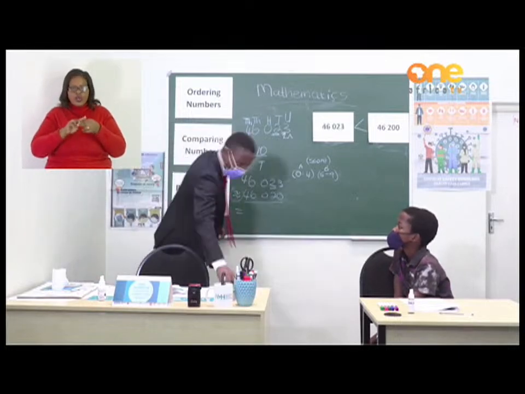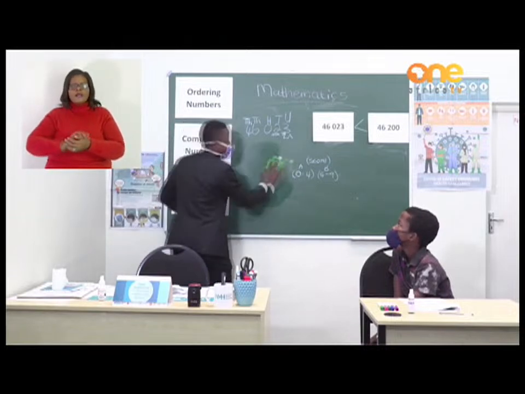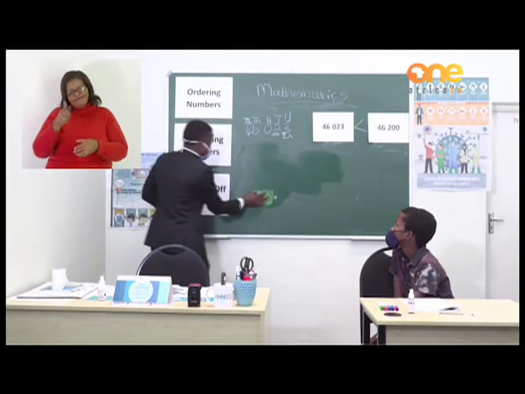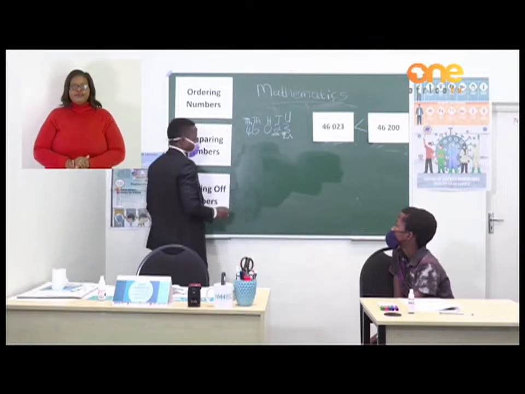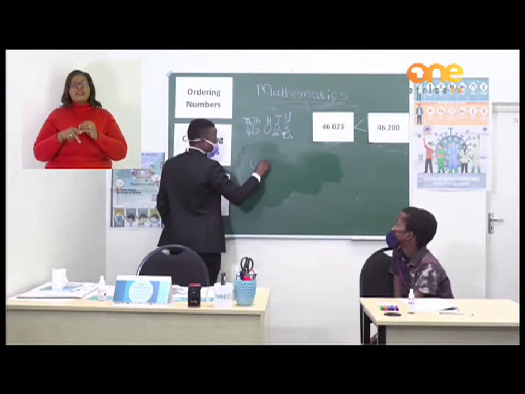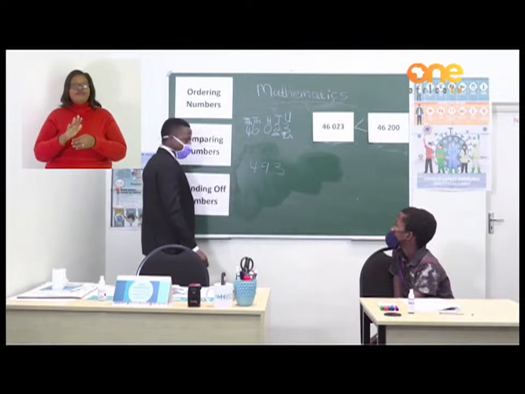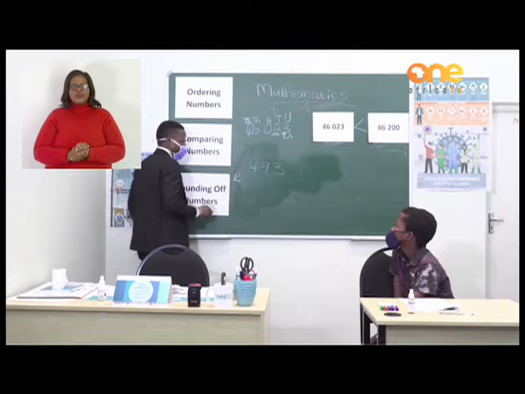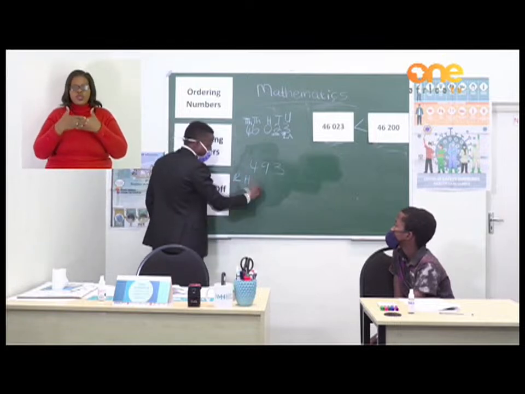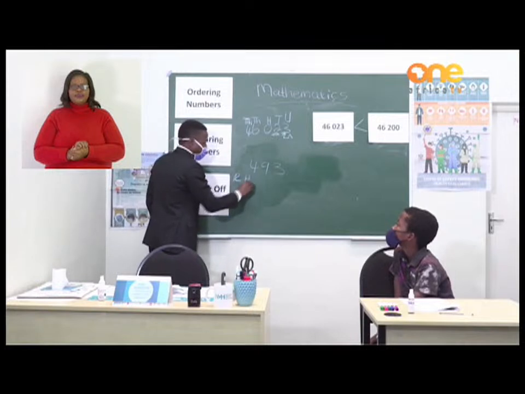I'll do another example, for you to understand it much, much better. Let us look at this number. I'll put a number here. I'll have 493. Then we have to say, round off this number to the nearest 100. H is 100.